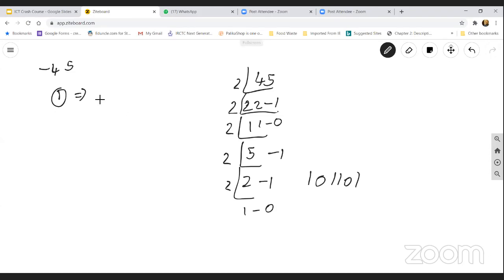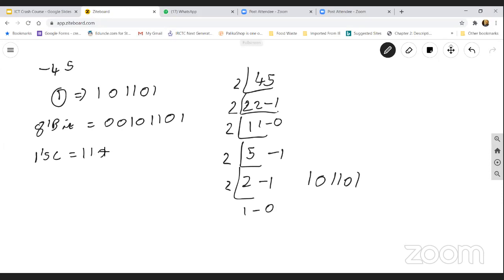So first thing, you find the binary number. Now this is a 6-bit number, so you have to convert it into an 8-bit number. 8-bit means we just have to add 2 zeros, because it is already 6-bit. Then you have to take the 1's complement. For 1's complement, convert the 0s into 1s and the 1s into 0s.